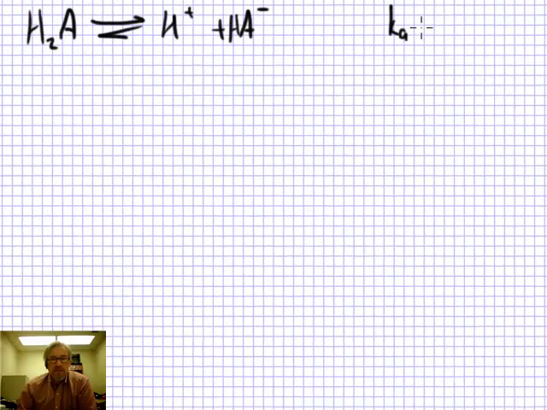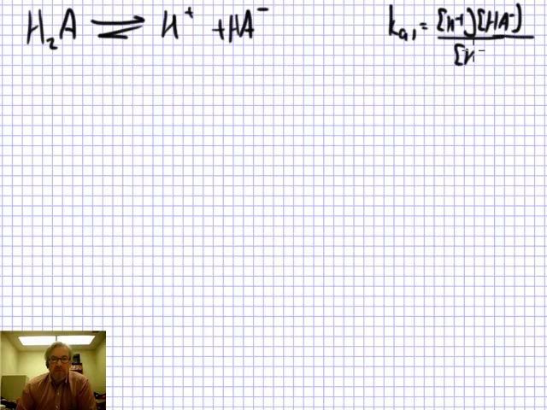Now, since most of the H+ is going to come from the first ionization, Ka1 is what we're really looking for here. And that's going to be equal to the concentration of H+ times the concentration of HA- divided by the initial concentration of the H2A. Let's set up an ICE chart.